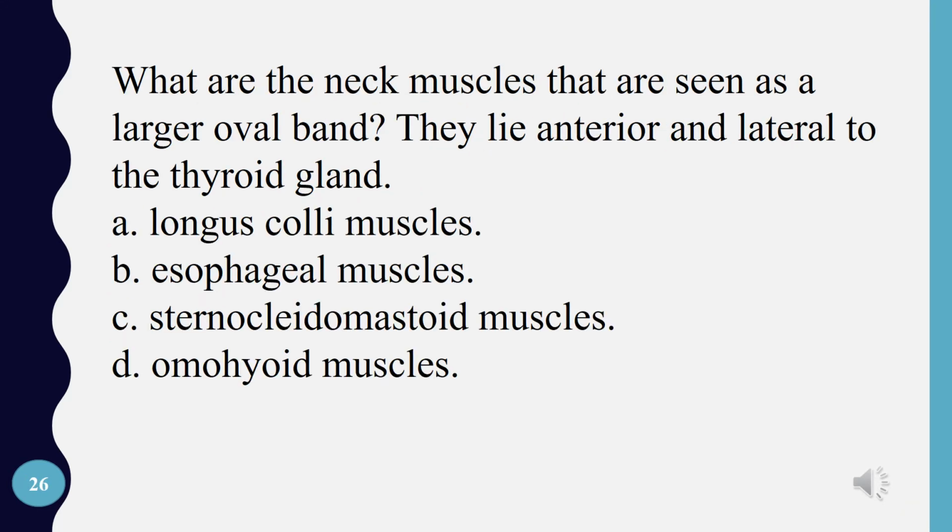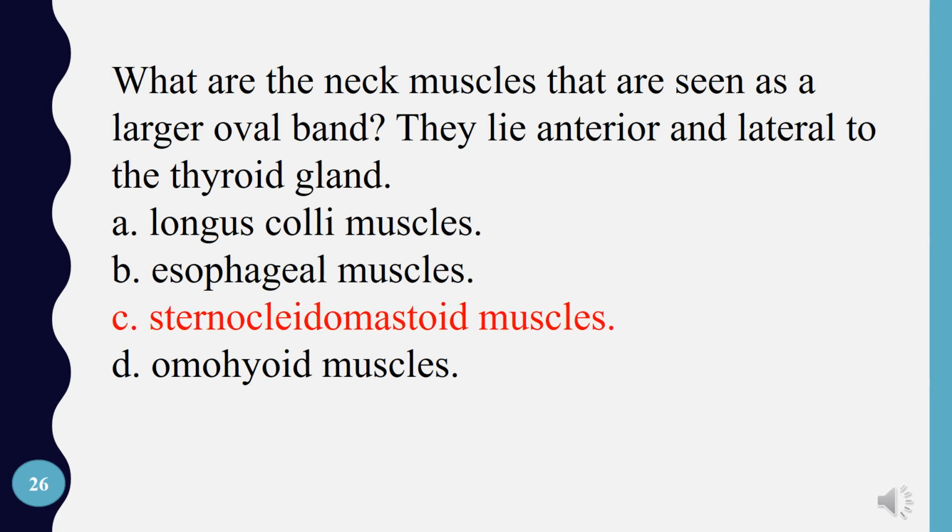What are the neck muscles that are seen as a larger oval band? They lie anterior and lateral to the thyroid gland. A. Longus colli muscles. B. Esophageal muscles. C. Sternocleidomastoid muscles. D. Omohyoid muscles. The answer is C.